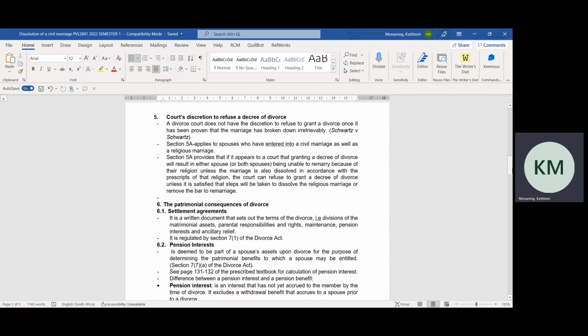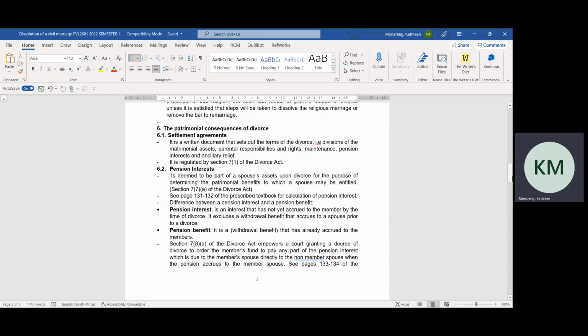Section 5A provides that if it appears to a court that granting a decree of divorce will result in either spouse or both spouses being unable to remarry because of their religion, unless the marriage is also dissolved in accordance with the prescripts of their religion, the court can refuse to grant a decree of divorce unless it is satisfied that steps will be taken to dissolve the religious marriage or to remove the bar to remarriage. So it is important to remember that a court cannot refuse to dissolve a marriage, but the exception is Section 5A.